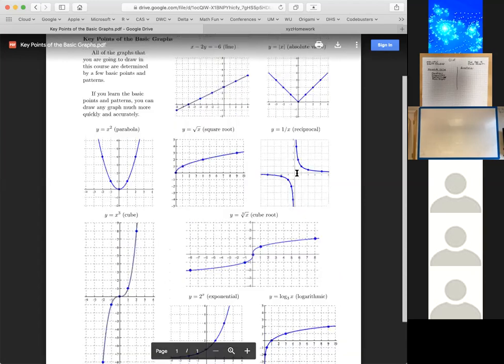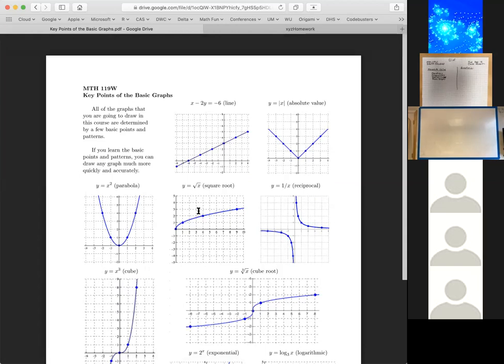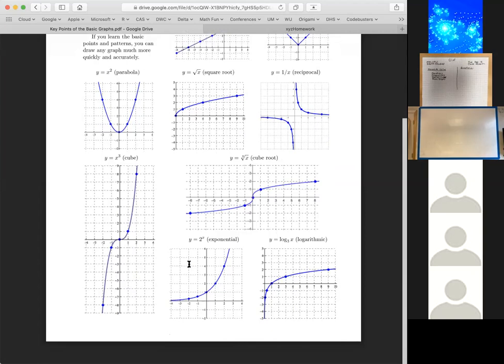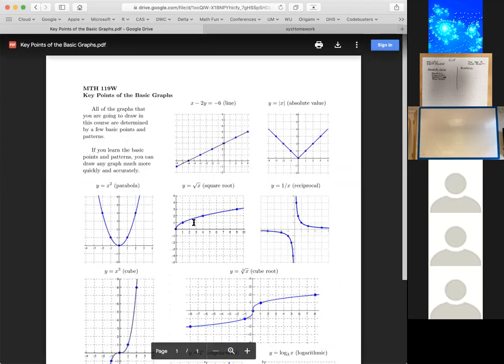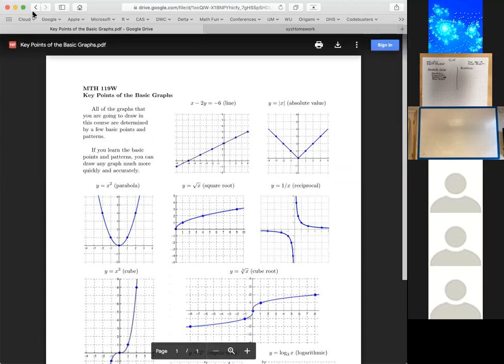So, like I said, this week we'll be investigating line and absolute value shapes. And then we'll move on to these other shapes as time goes by. And I'll come back to this sheet again and again. But I'm just giving you some examples of the basic shapes. Okay, next example.